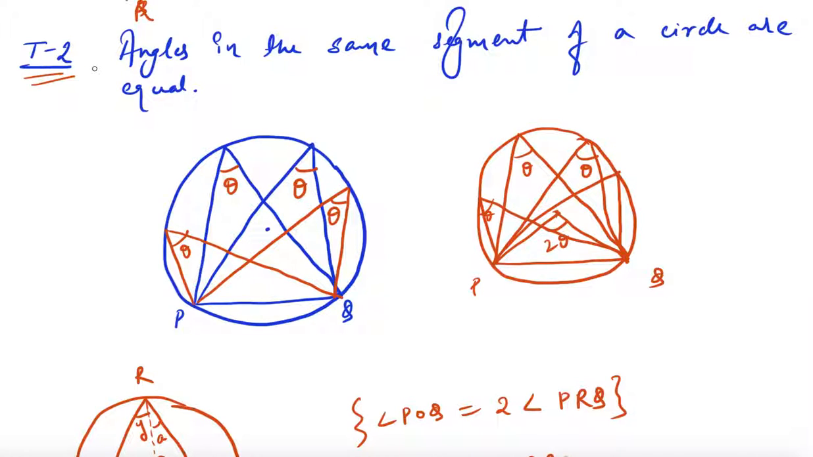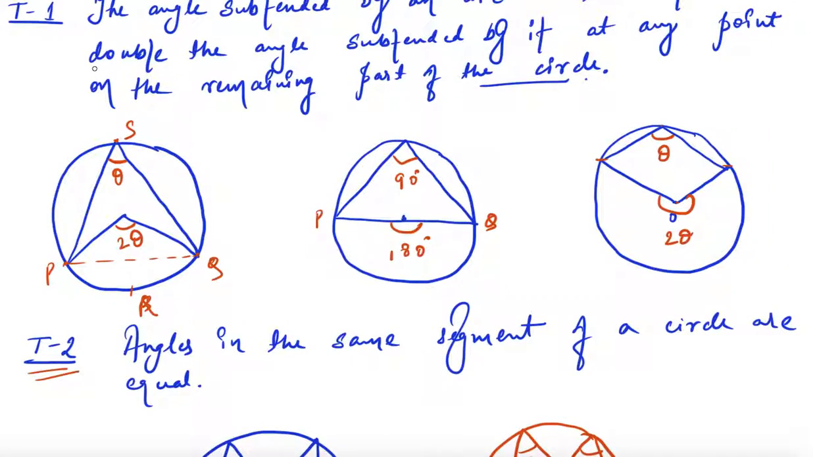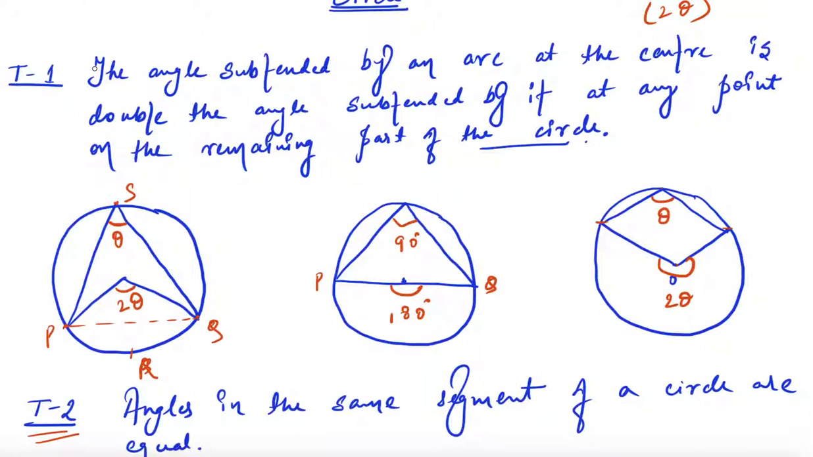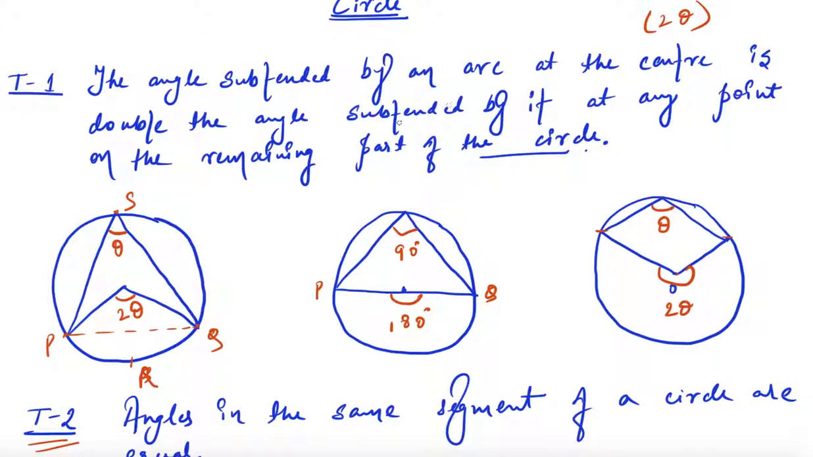So now I think that both the theorems are pretty clear, and these are actually important theorems as far as circles are concerned, because the fact that this is 2 theta and this is theta will have wide application while solving questions related to circles.